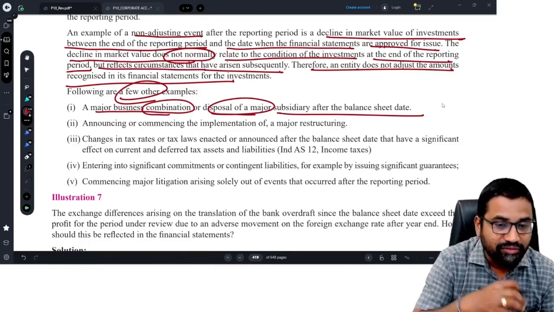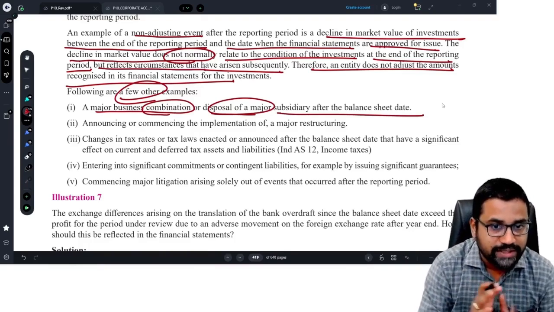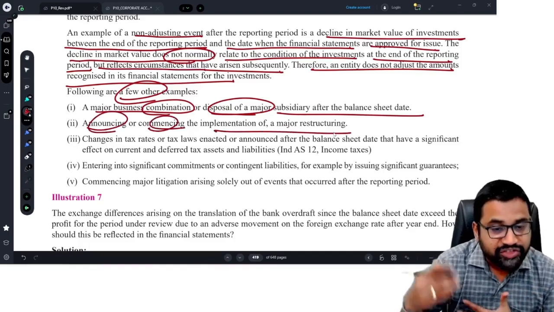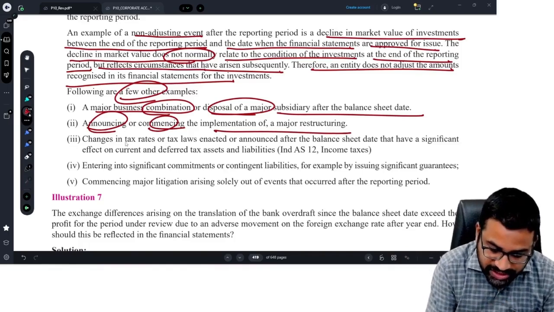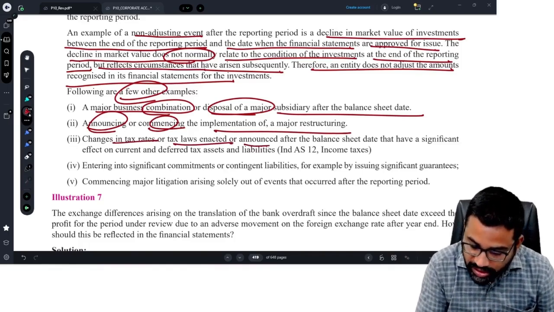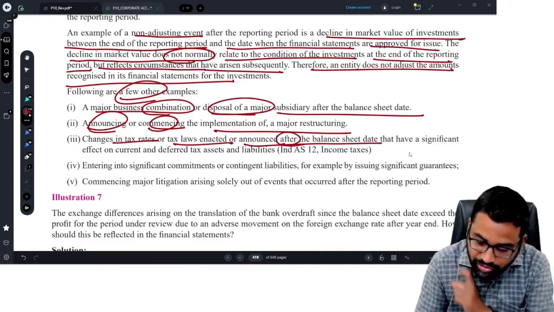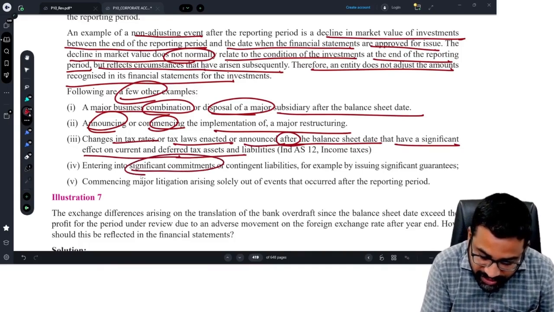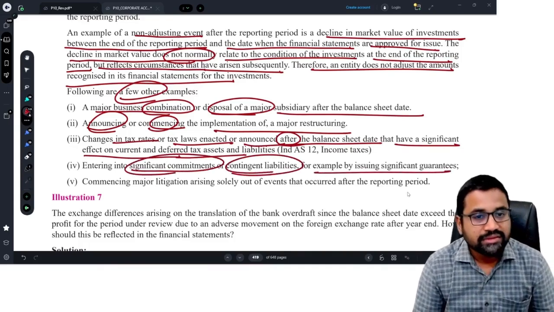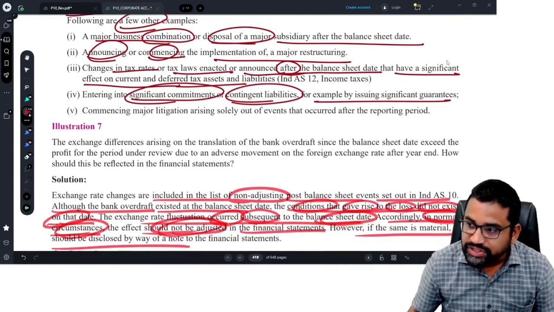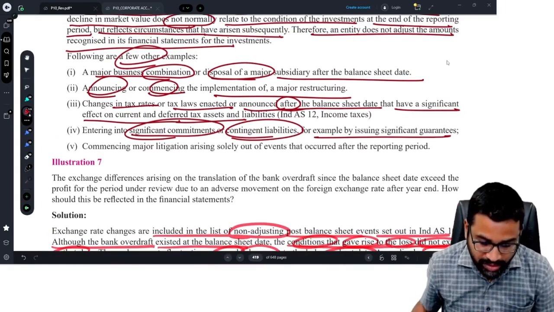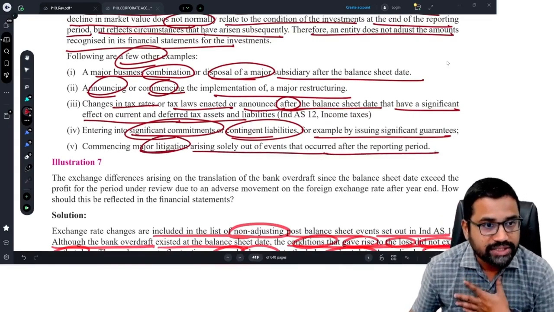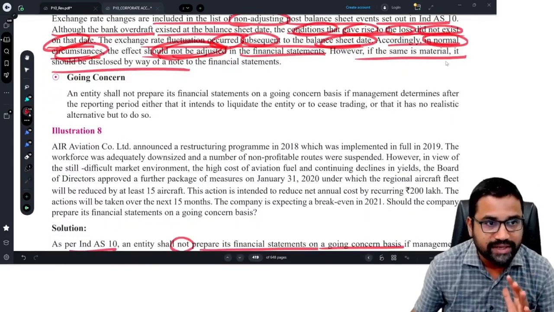Generally, if it does not have any conditions that existed on 31st March, don't consider it as an adjusting event. Or suppose the company commences the implementation of major restructuring activities, or a change in tax rates or tax laws is enacted or announced after the balance sheet date, which has a significant effect on the current and deferred tax assets and liabilities, entering into significant commitments or contingent liabilities, such as guarantees, which all happened after 31st March, and commencing a major litigation arising solely out of events that occurred after the balance sheet date. These are all non-adjusting events, don't consider them.